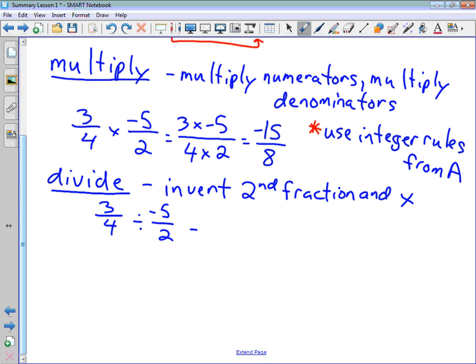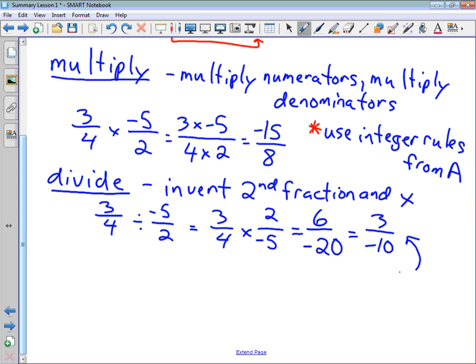So I'm going to invert this, change my division to multiplication. This becomes 2/5, and then I multiply just like I did before. So I'll end up with 6/-20, and then I've got to put this in lowest terms, which is going to be 3/-10. So that might be something that I add to my explanation.